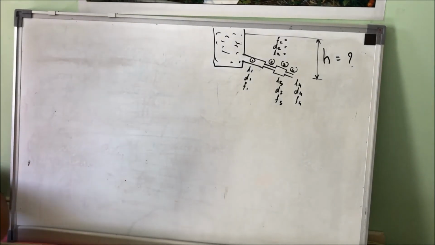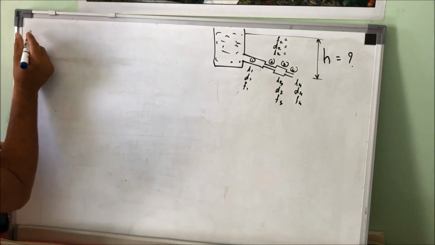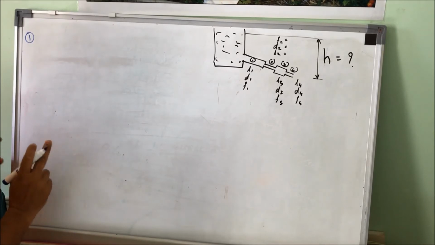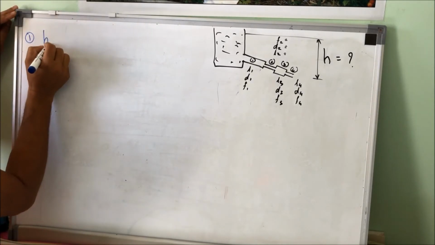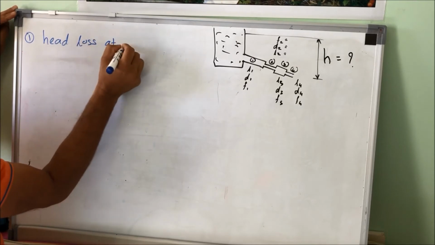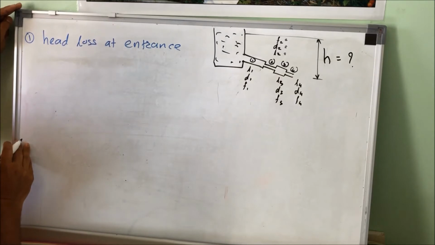Now first, you have to write this description. Don't write the formula directly. Head loss at entrance. Head loss at entrance.